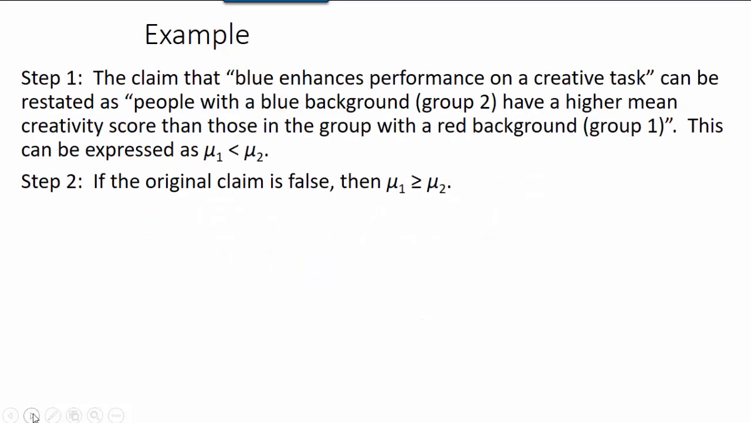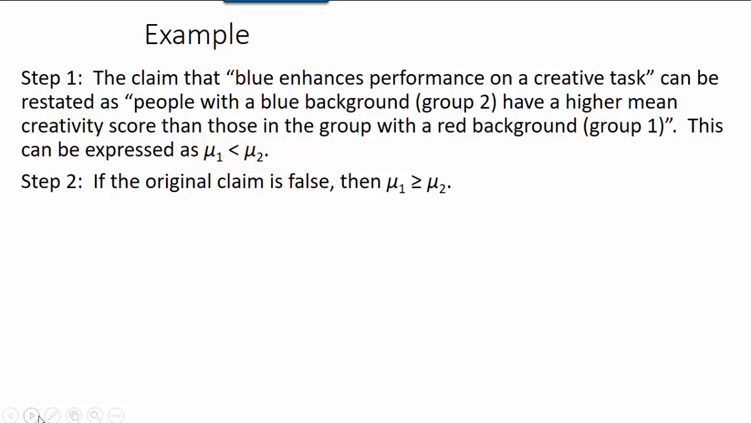So step 1, we're going to think about our claim. The claim that blue enhances performance on a creative task can be restated as people with a blue background from group 2 have a higher mean creativity score than those in the group with a red background, group 1. This can be expressed as mu2 is greater than mu1, or in other words, mu1 is less than mu2. We always like to have mu1 to the left of mu2 in these statements, and you'll see why in a minute. So that's why we state it as mu1 is less than mu2.